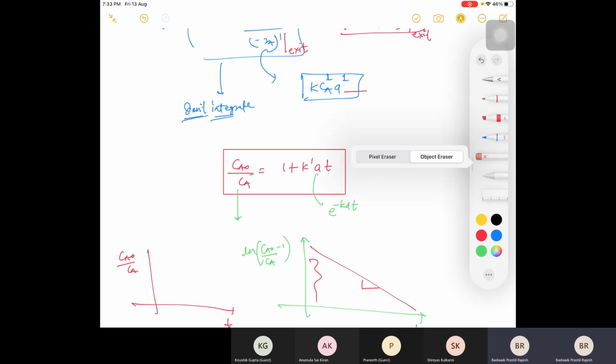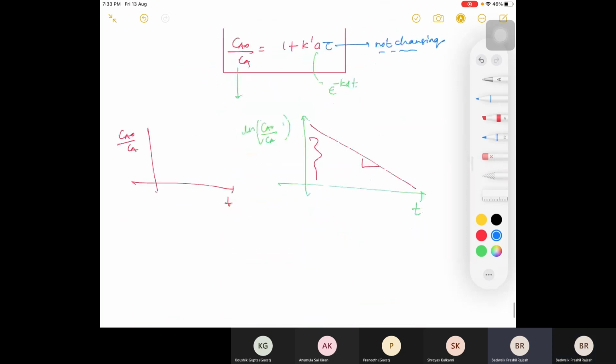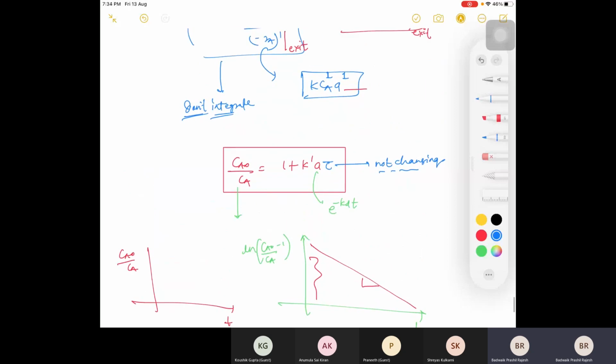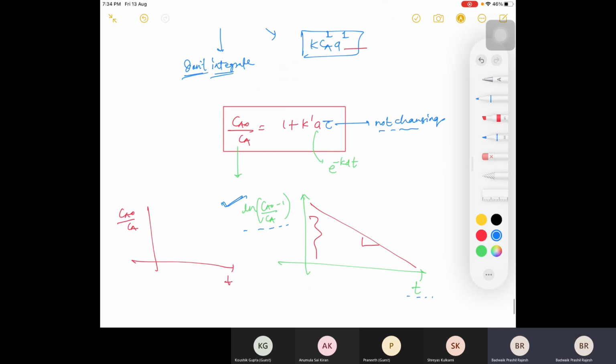Make one change here. This should be tau, and this tau is not changing. Why not changing? I told you, not changing in this case. Clear? This will be homework. You need to arrange and make this formula in this term, draw the graph, and find out the slope and intercept.